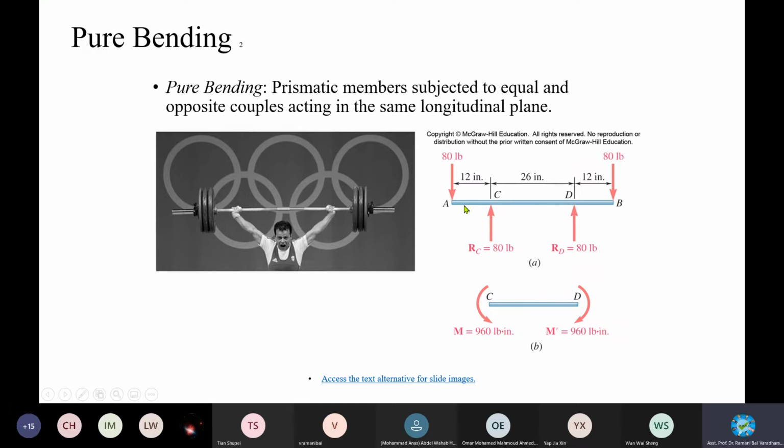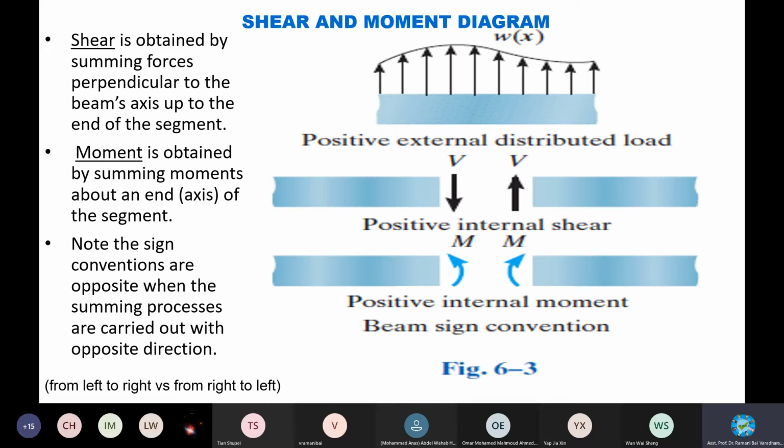As long as the cross section is not varying, you may get a more or less similar pattern of distribution. We will see with the example. I can explain this part. Another type. Shear is obtained by summing up forces perpendicular to the beam axis up to the end of the segment.